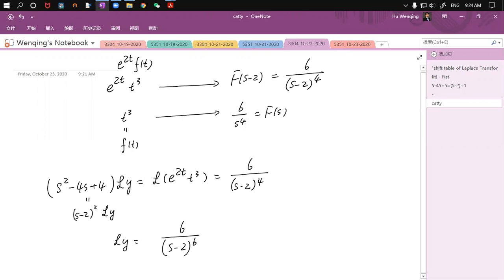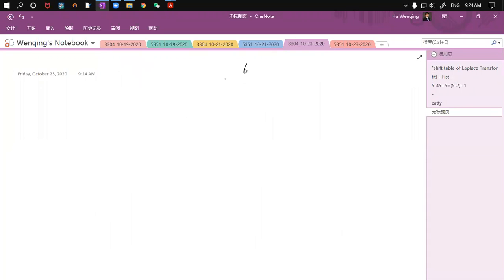Is that good, everybody? So that means y is the inverse Laplace transform of 6 over s minus 2 to the power of 6. You want to have this inverse Laplace transform. But how do you calculate this inverse Laplace transform? Well, that means you have 6 over s minus 2 to the power of 6, something is being transformed to it, and you are going to go backwards by the inverse Laplace transform. But how are you going to look at it?